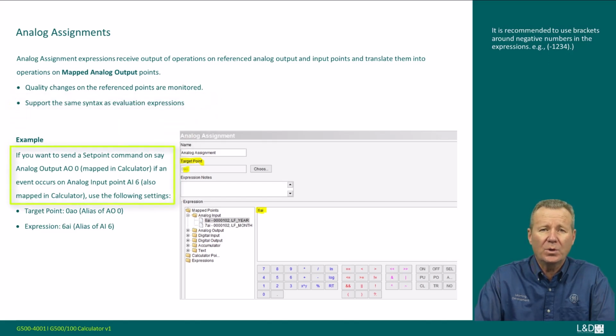For example, if you want to send the setPoint command on the mapped point AO0 if an event comes on the mapped point AL6, use the following settings. Target point is 0AO, while the expression is 6AI.